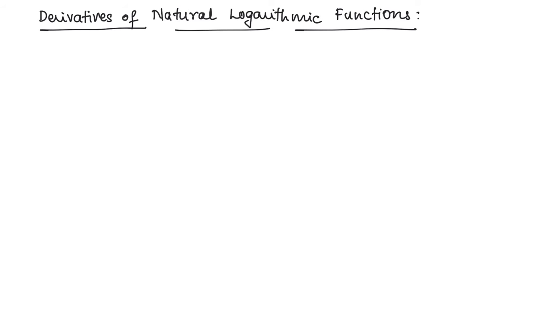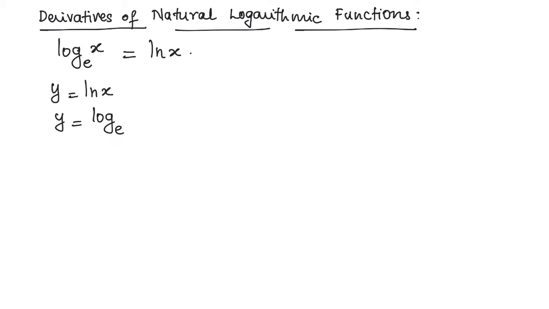First, look at the derivative of the natural logarithmic function. Natural logarithm is logarithm with base e. So, log with base e of x. That is a natural log function. Assume we have y equal ln of x, or we can write y equal log with base e of x. We can convert that into an equivalent exponential form, e power y equal x.